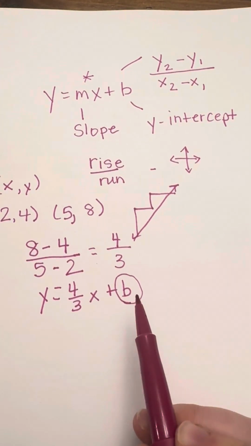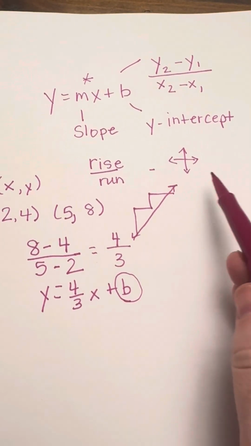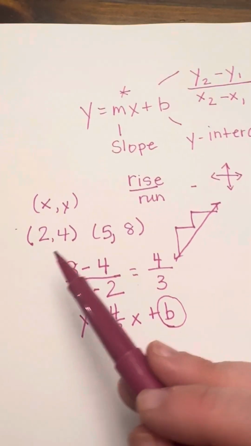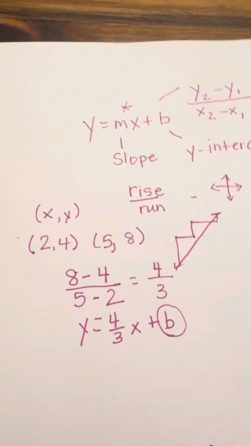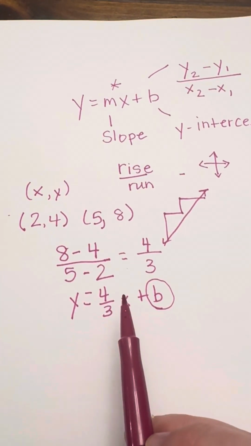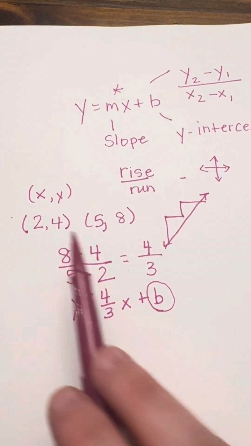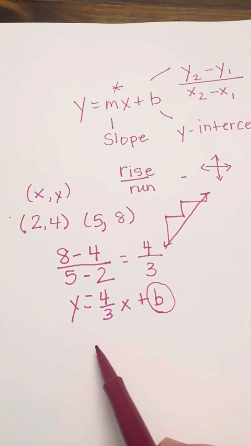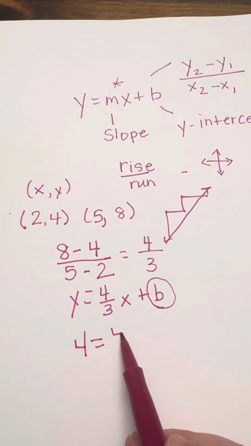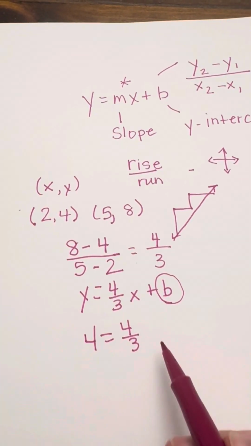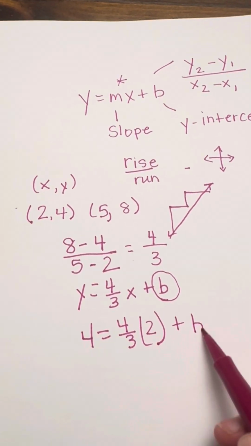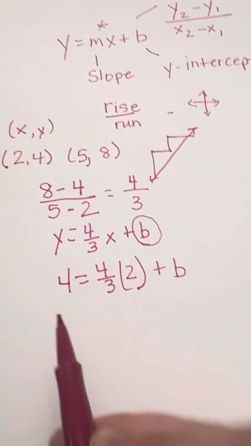We need to figure out where this line is going to cross the y-axis. So let's go ahead and just choose one of these points. It doesn't matter which one. We're going to plug one of these points into this equation and see if we can solve for b. So let's go ahead and do this first one, 2, 4. My y is 4, so I'm going to substitute 4 for the y. 4 equals 4/3 times my x, which is 2, plus b.